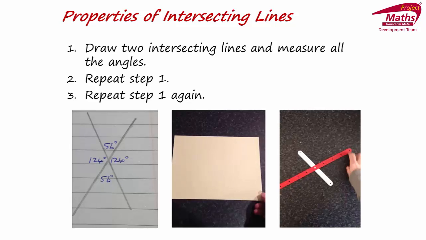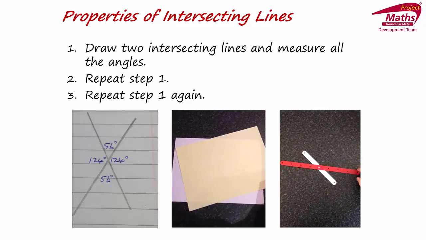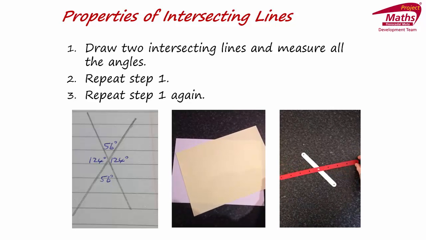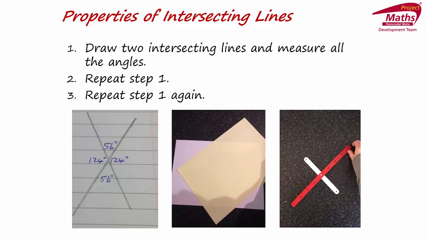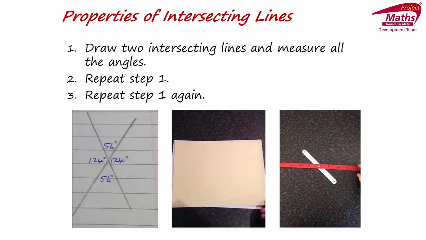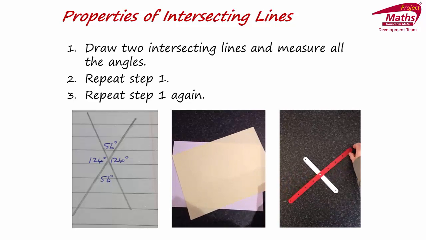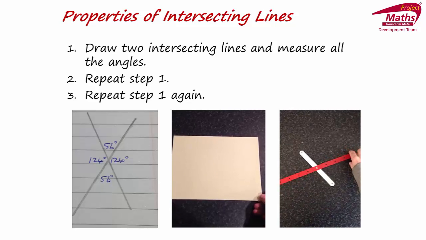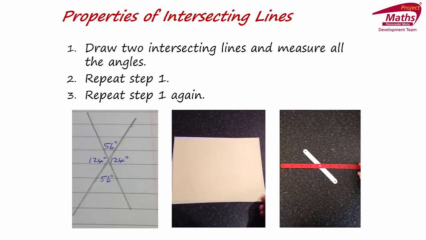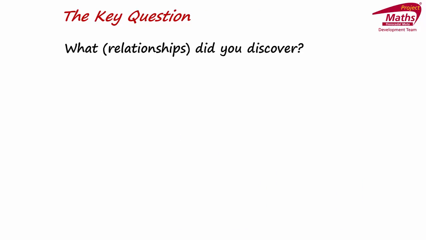One could also pass around some geostrips or get them to use two pieces of paper and just rotate one piece of paper around, just to see how, as you rotate one piece of paper, some of the angles get bigger and some of the angles get smaller. And it's the same thing with the geostrips. As you adjust one part of the geostrips, the angles formed will change.